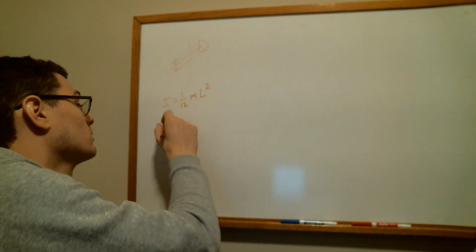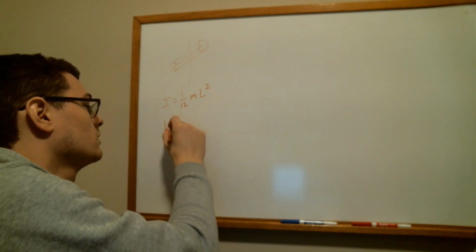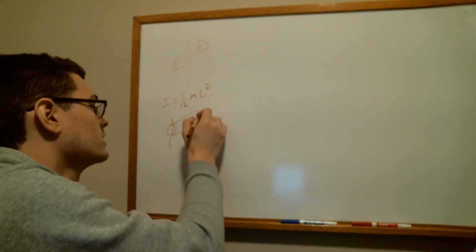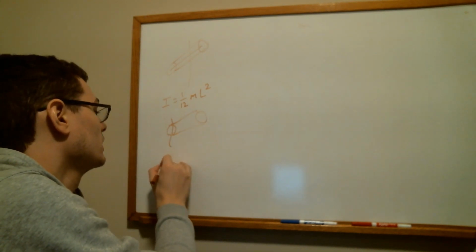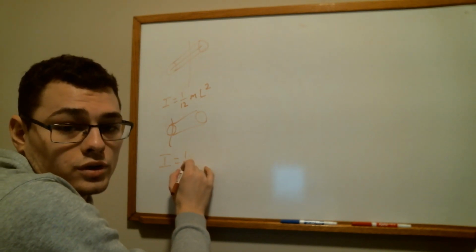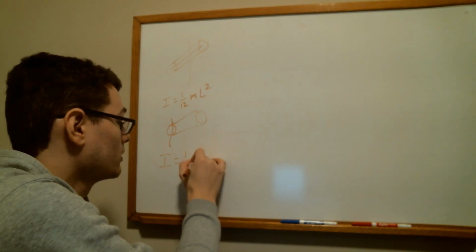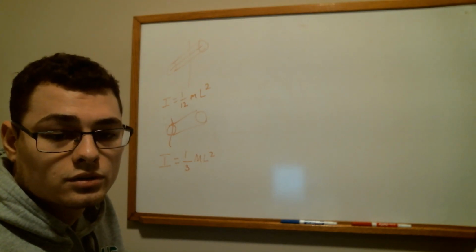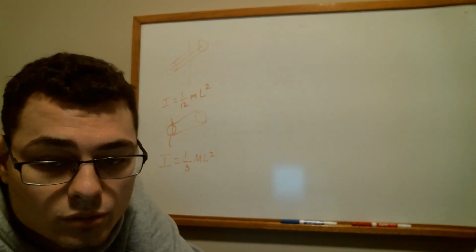And then if we were to change the axis of rotation and put it around an end, then for a rod around the end, we just say that this rod has a moment of inertia of 1/3 ml squared. So, another couple useful ones here.